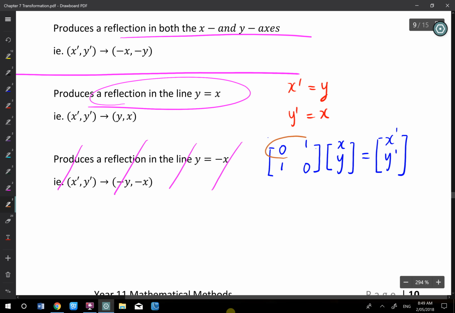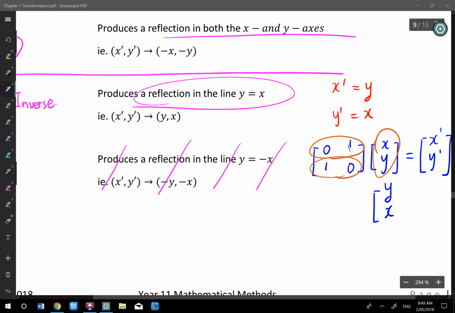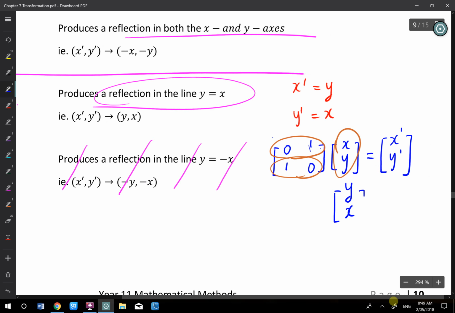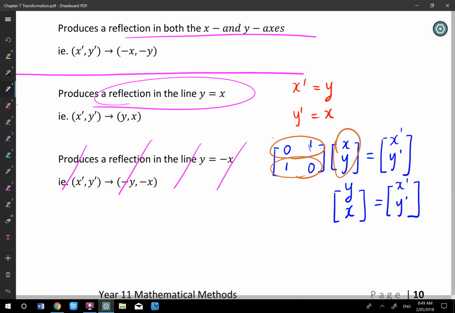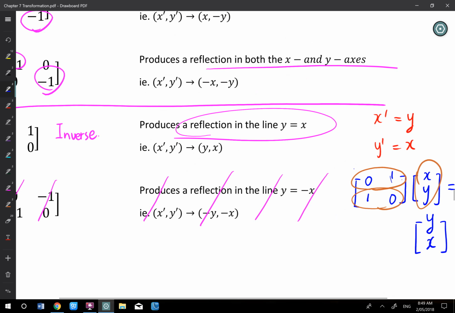You just check it. We use the row times the column. 0 times x, x disappears in the first row, but 1 times y gives you y. 1 times x in the second row gives you x. 0 times y, y disappears. If you equate that, x dash will be the same as y, and y dash will be the same as x. So we will achieve what we want in the end by using this matrix.